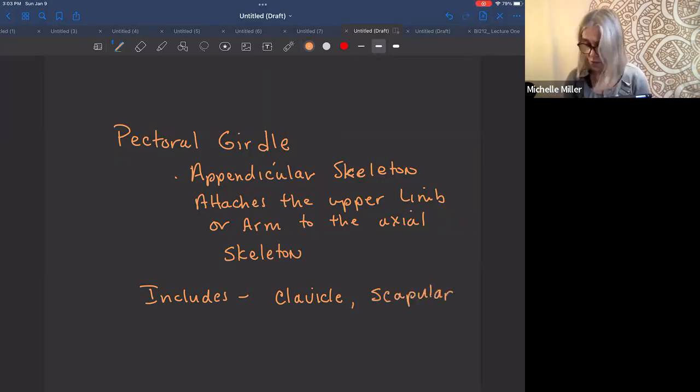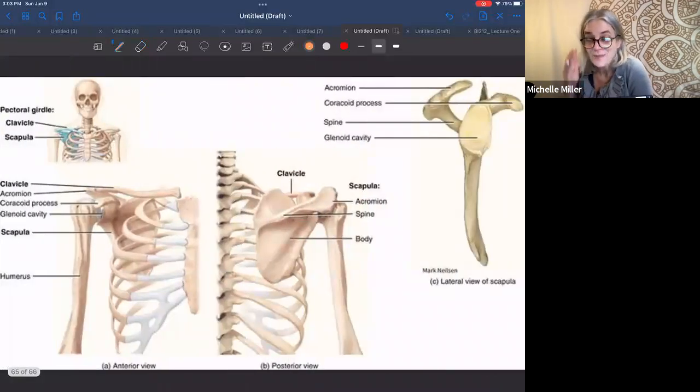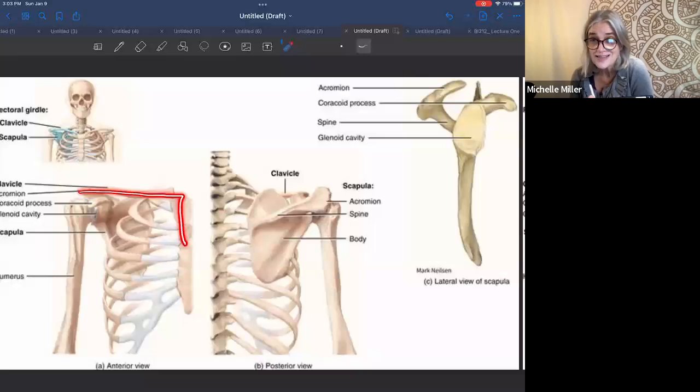What is the common name for these? The common name would be the collarbone and the shoulder blade. So when we look at this attachment, you need to be able to identify the bones. The clavicle is right here. It is going to attach to the sternum, the manubrium of the sternum. This is the only place that we have the attachment of the upper limb to your axial skeleton.